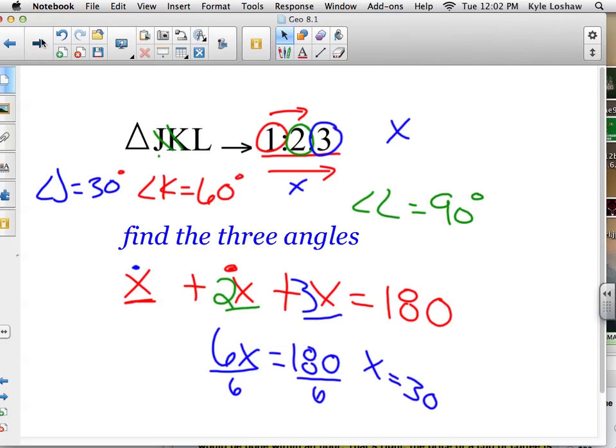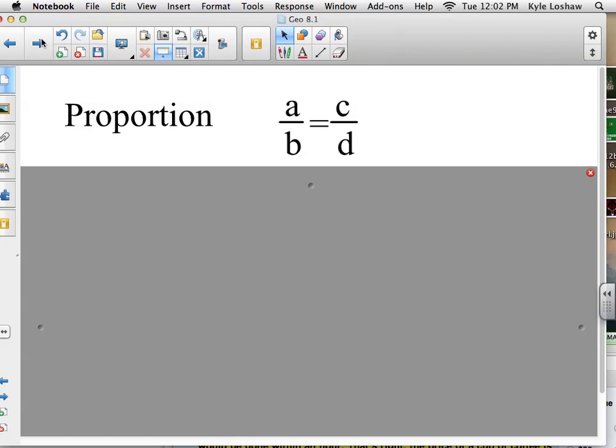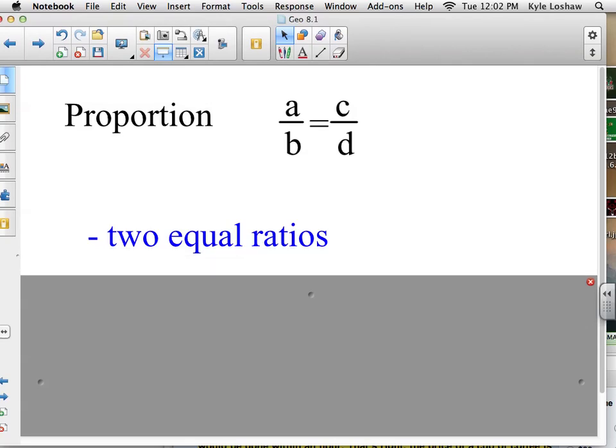Okay, so moving on now. Now we're talking about proportions. What is a proportion? A proportion is simply two equal ratios, or a comparison between two ratios to make sure they are the same thing. And whenever we're solving proportions, there's a concept you learned in algebra last year.